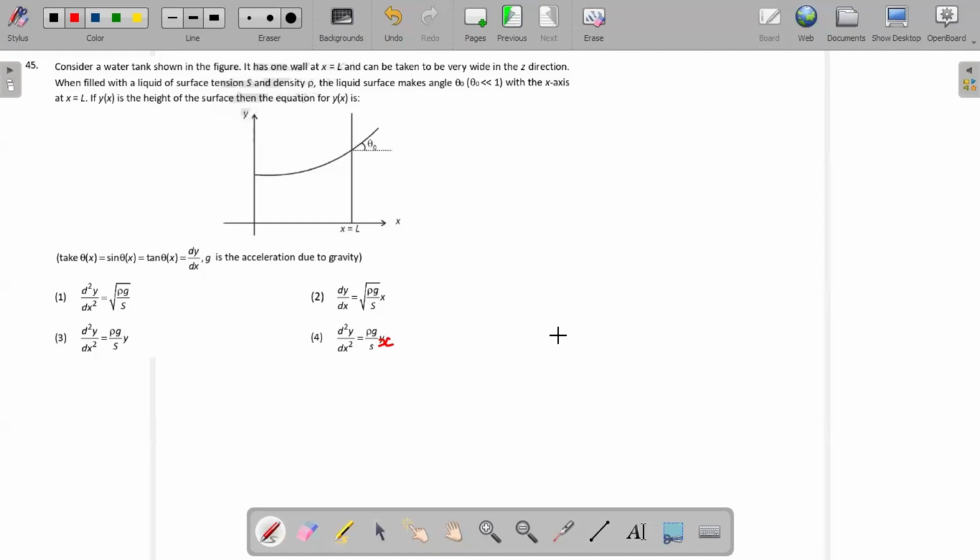In the question, consider a water tank in the figure. It has a wall at x is equal to L. L can be taken very wide in the z direction. The water tank is wide in the z direction. This is the z direction. This is a water tank.